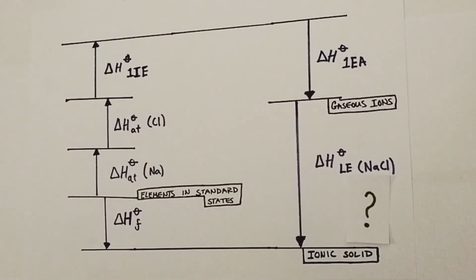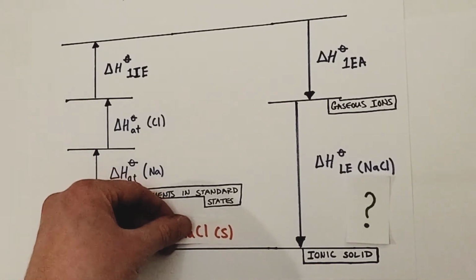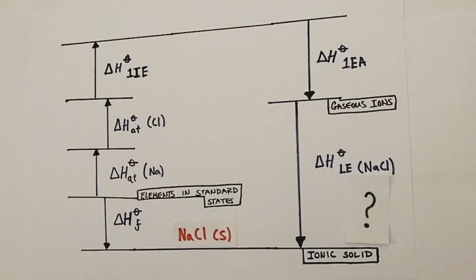So the two main tasks you'll have for a Born-Haber question or problem will be writing the enthalpy change equations on these lines that represent the processes taking place. So our bottom line I've labelled ionic solid. That's where we're going to write the formula of our 1 mole of ionic compound. In this case, our objective is to make sodium chloride.